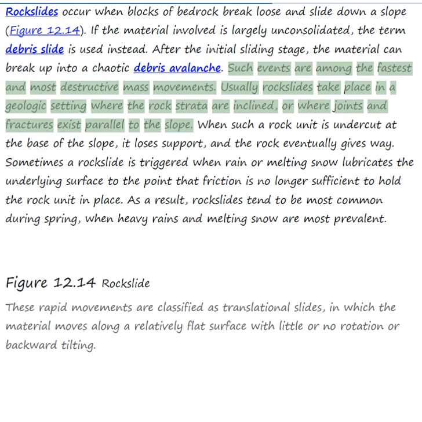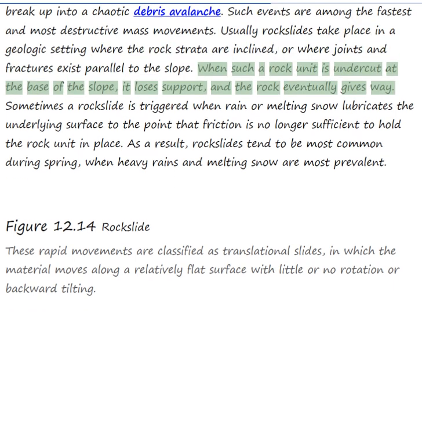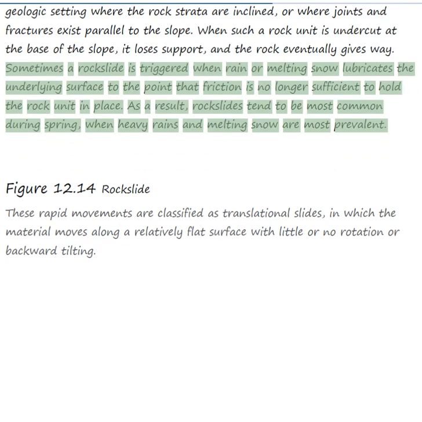Usually rockslides take place in a geologic setting where the rock strata are inclined, or where joints and fractures exist parallel to the slope. When such a rock unit is undercut at the base of the slope, it loses support, and the rock eventually gives way. Sometimes a rockslide is triggered when rain or melting snow lubricates the underlying surface, to the point that friction is no longer sufficient to hold the rock unit in place.